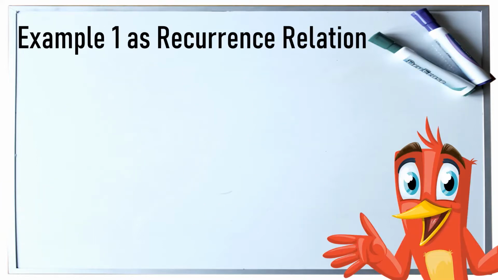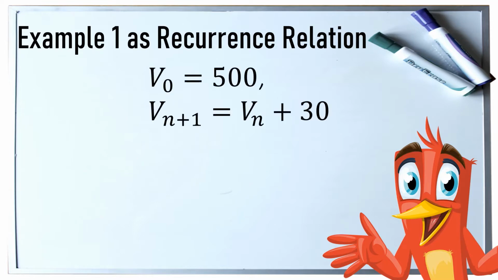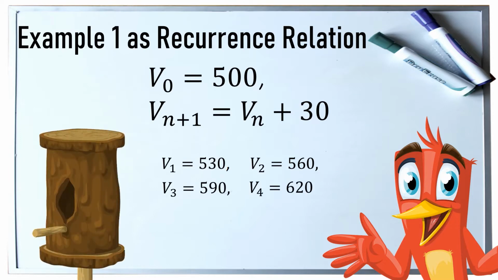Example 1 as a recurrence relation. V0 is equal to 500 because $500 is what was invested at the beginning, the principal. The next number in the sequence is equal to the previous number plus 30. It's plus 30 because that's the amount of interest each year. So after the first year is 530, 560 after the second, and so on.